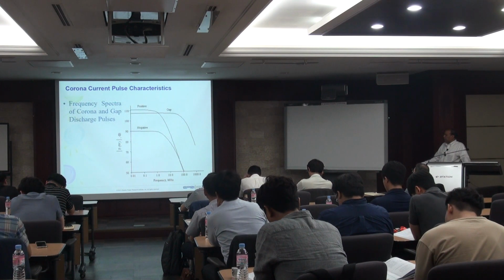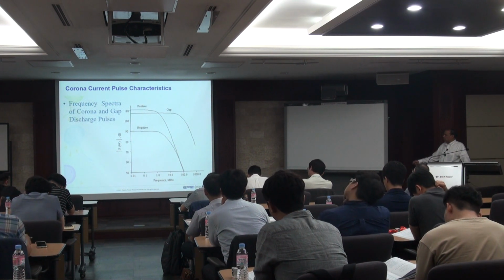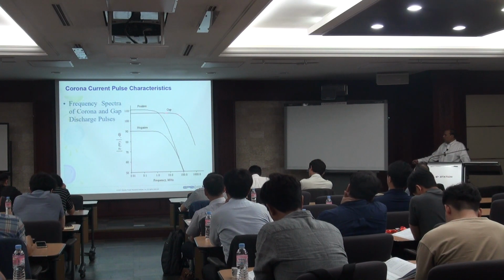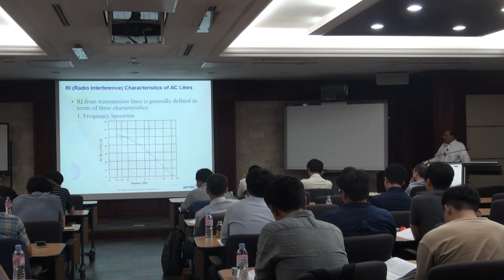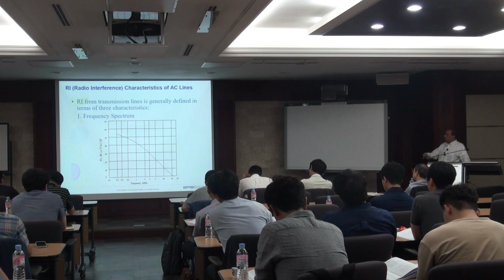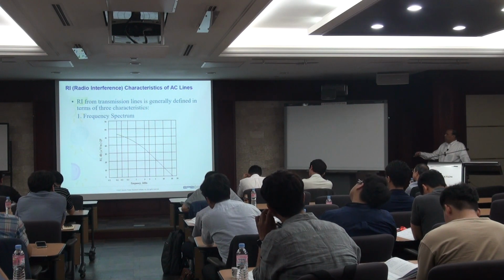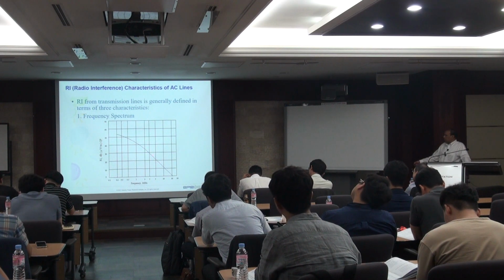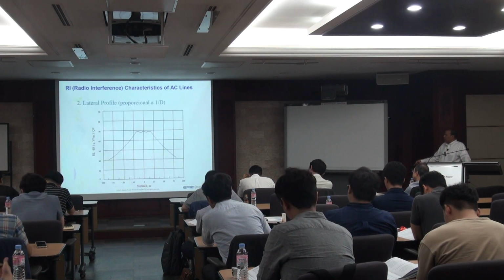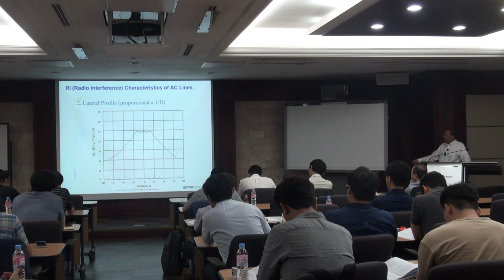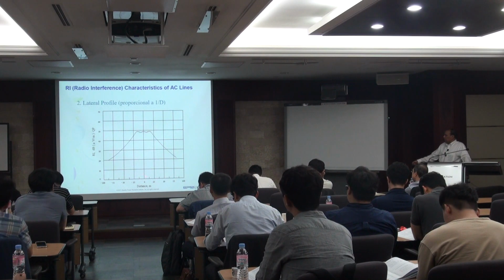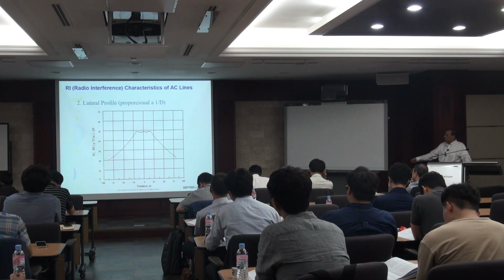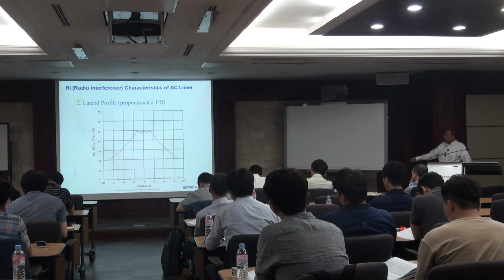And in this case, the frequency spectrum of these positive, negative, and gap discharges is given here, in megahertz. In the interest of time, I have to go fast. So radio interference characteristics comparing DC positive and negative poles versus AC lines are given here again: the frequency spectrum and then the lateral profile. As you see, this is where the conductor is in the middle. As you go away from the conductor, those radio interference levels in decibels are lower.